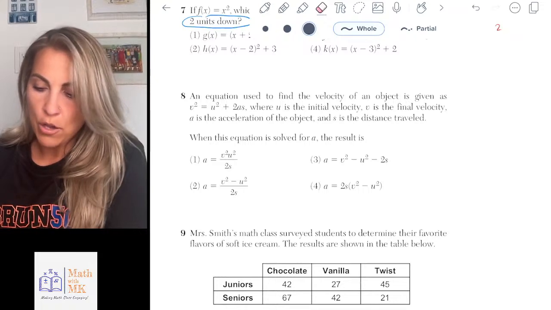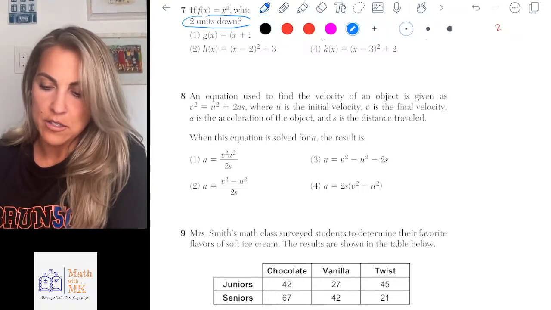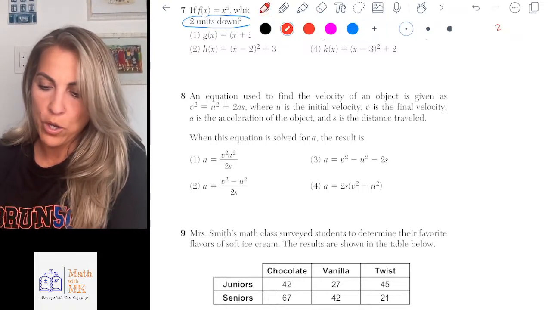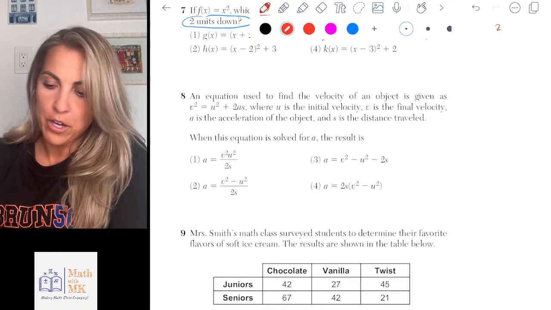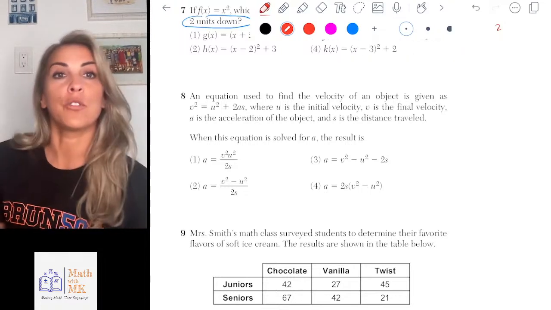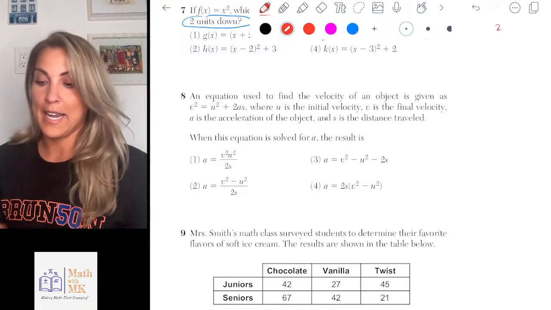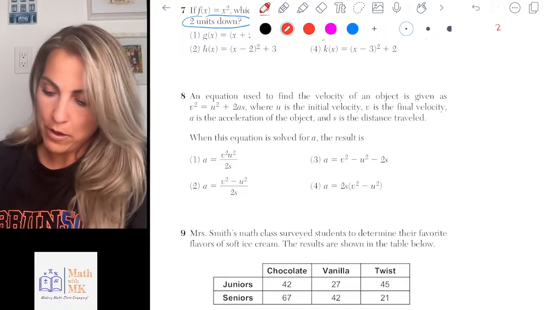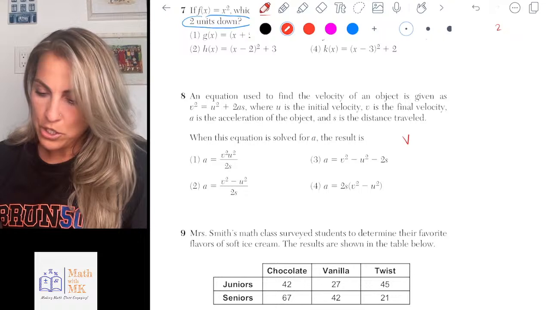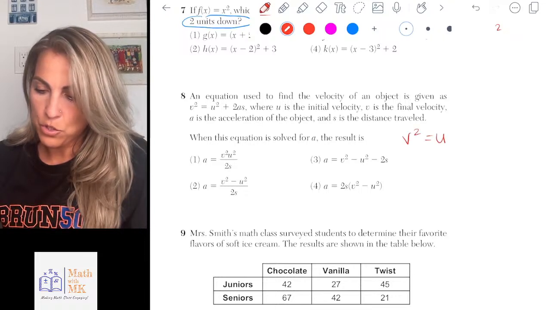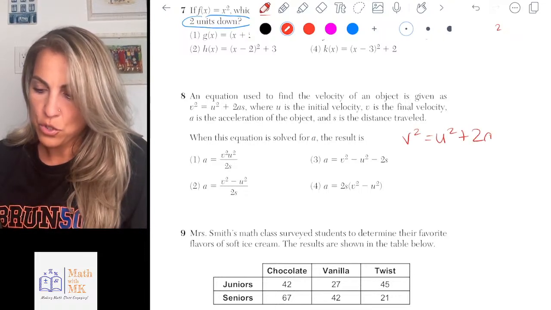When this equation is solved for a, the result is... Okay, when we go to solve for a variable, all we have to do is a bunch of inverse operations correctly. I'm trying to get a by itself. So let me rewrite the original equation they gave us: v squared equals u squared plus 2as.